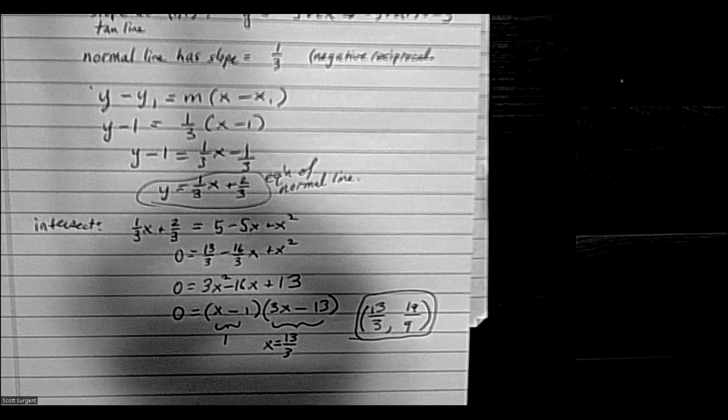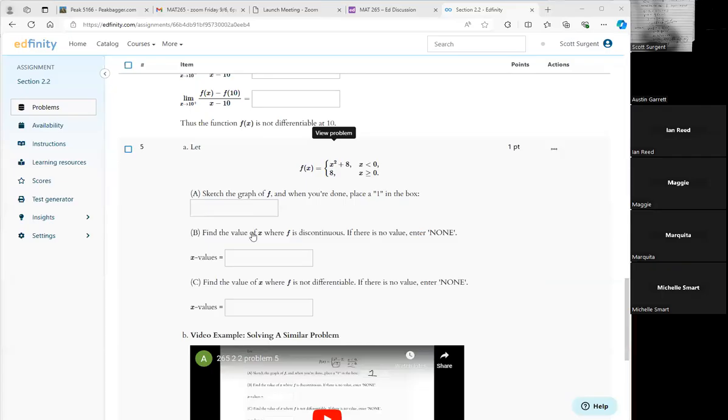So Maggie says 2.2 number 5, the discontinuity question. All right, let me back out of this. Let me go to my Edfinity first. Number 5. All right, let me share the screen. So here's what my question looks like. Yours will probably look similar. Let's see what we got going on here.